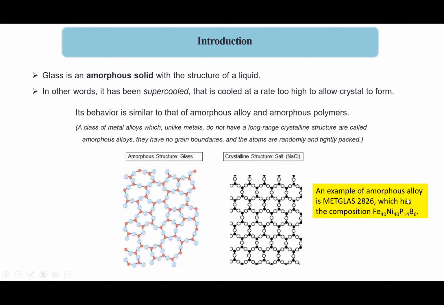One example of an amorphous alloy which is commercially available in the market is Metglas 2826. It has a composition of iron 40, nickel 40, and phosphorus.